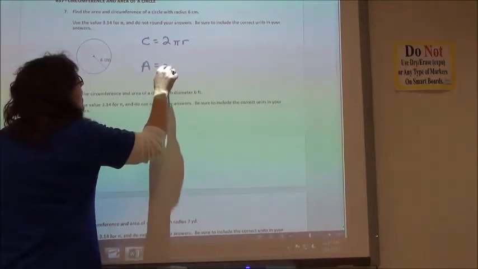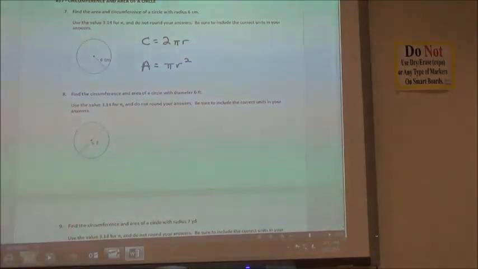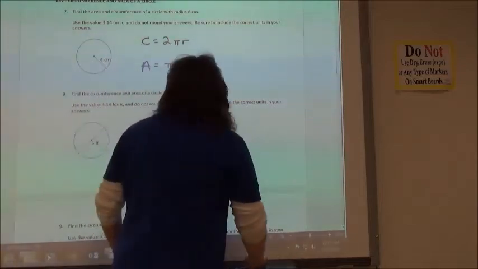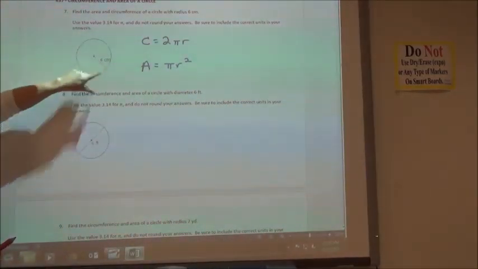For area, I do pi r squared. Since I have to use the radius in the formula for area, I might as well use the formula for circumference that uses the radius. The other formula for circumference is just taking pi times the diameter, which is 2 times the radius. And so in this case, they gave us the radius.